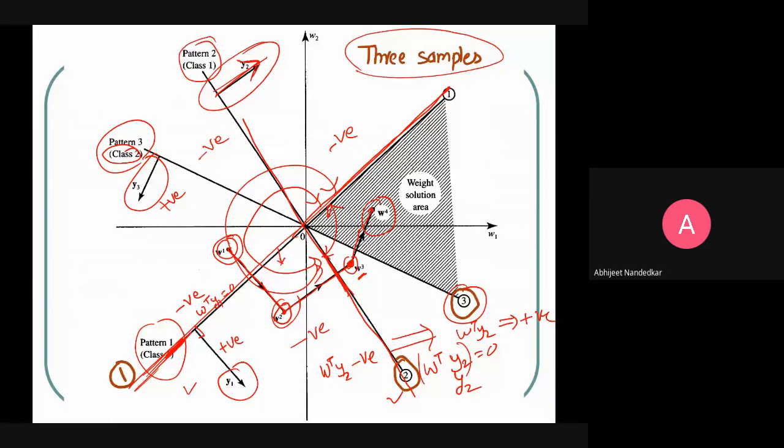So because of these three patterns, this is the solution zone. So if you are having your weights anywhere in this zone, you are in solution area. All three patterns are classified properly. This is a very key idea.